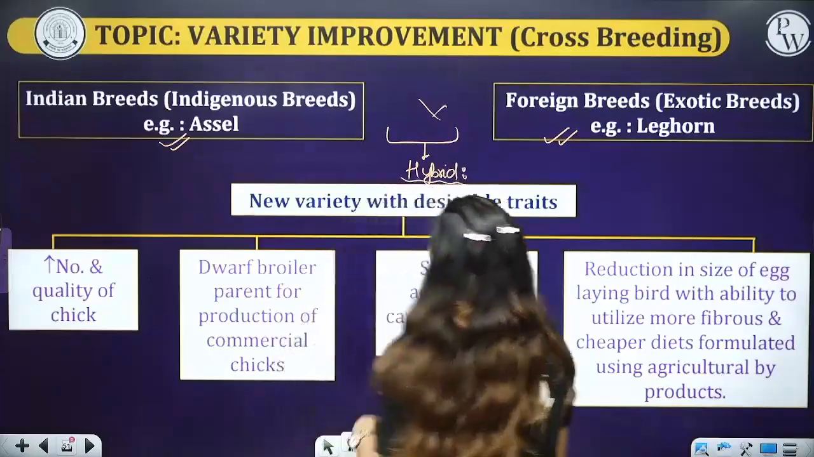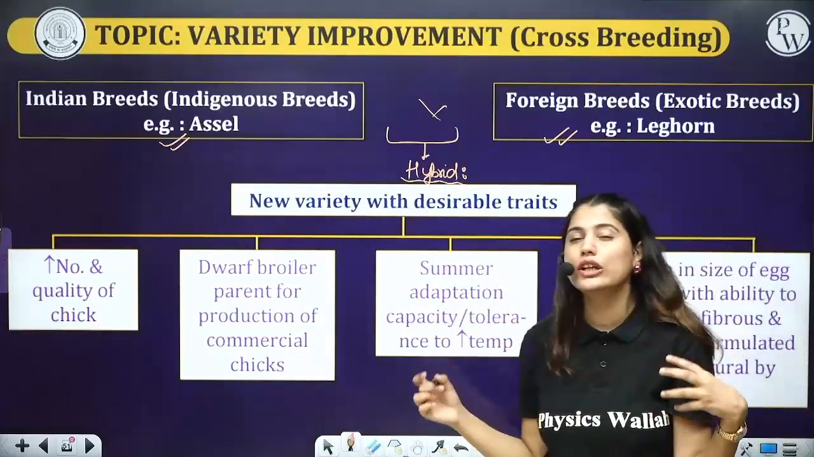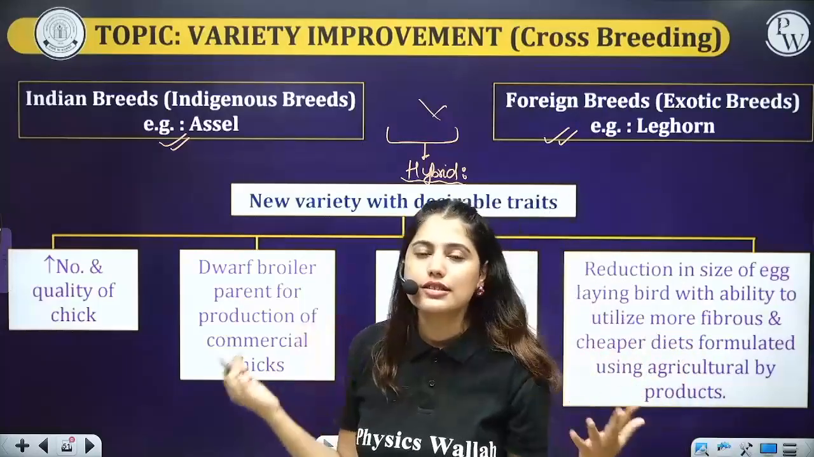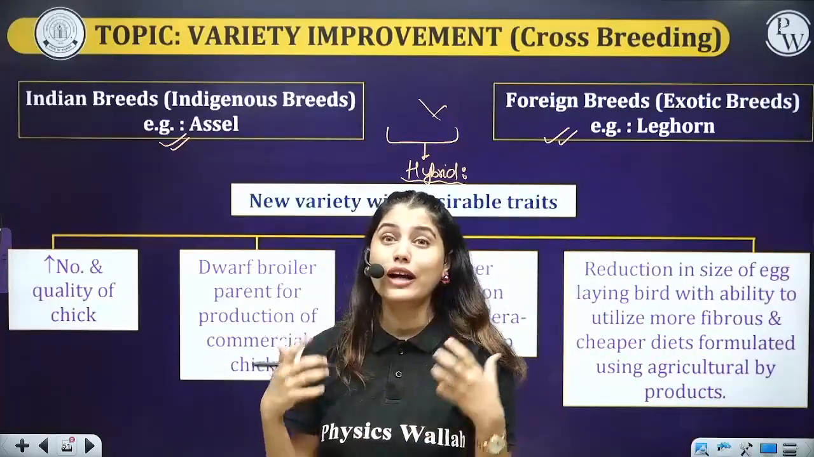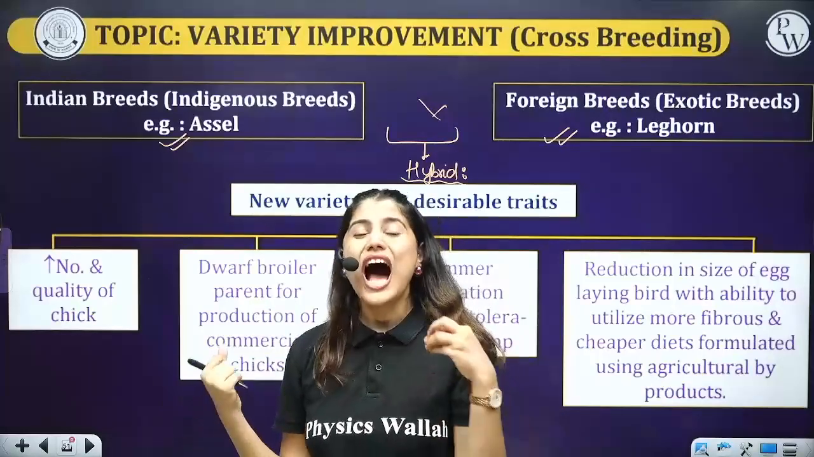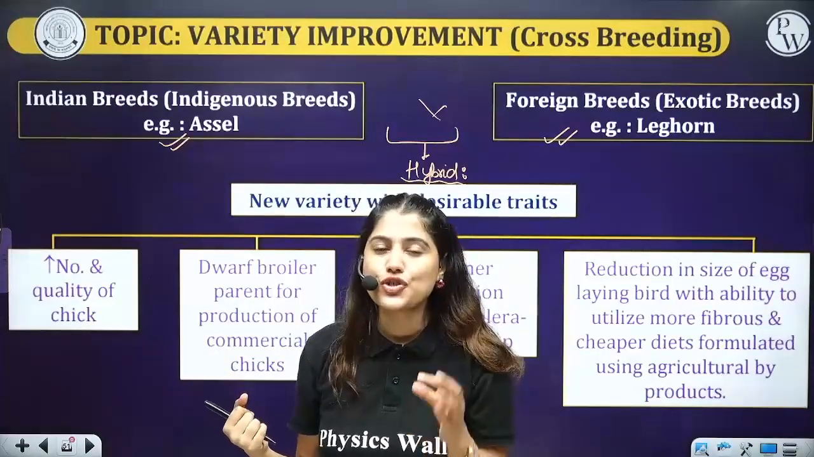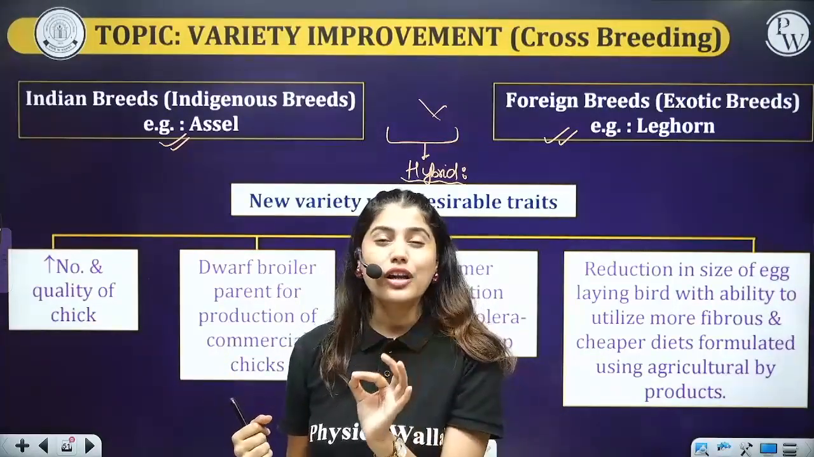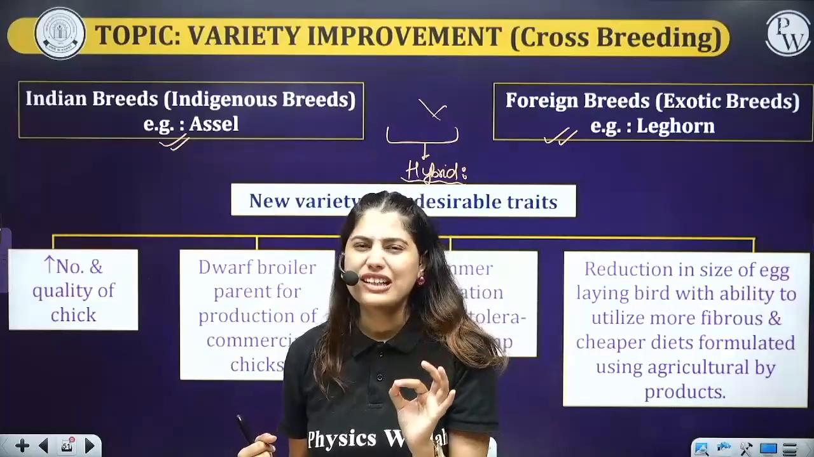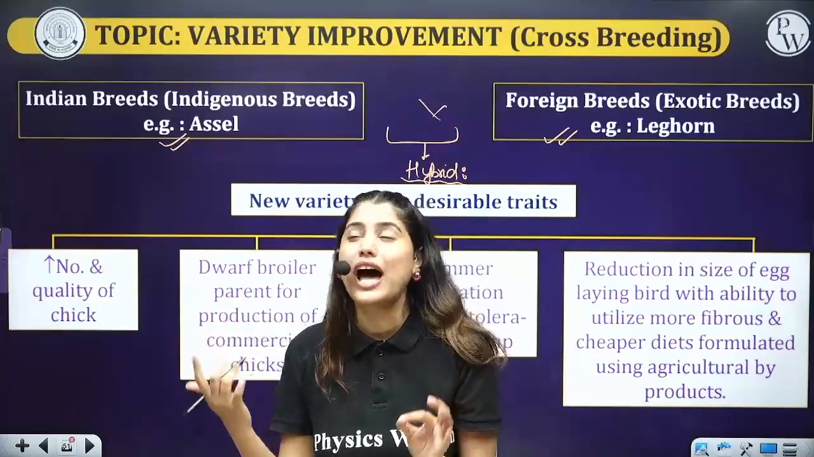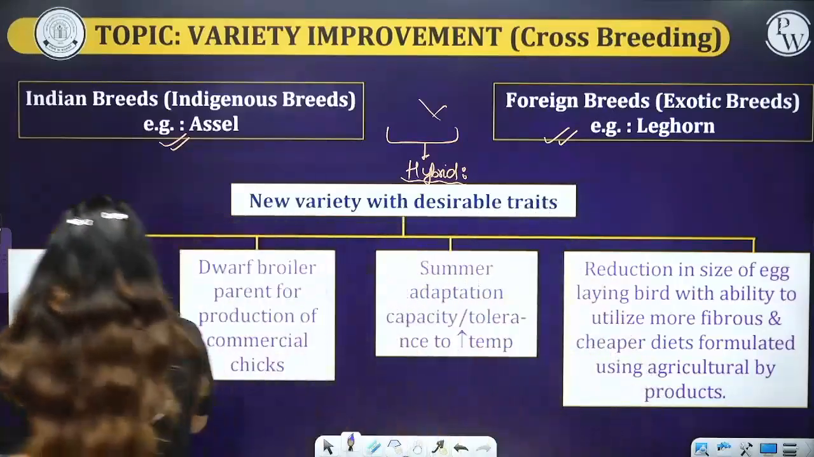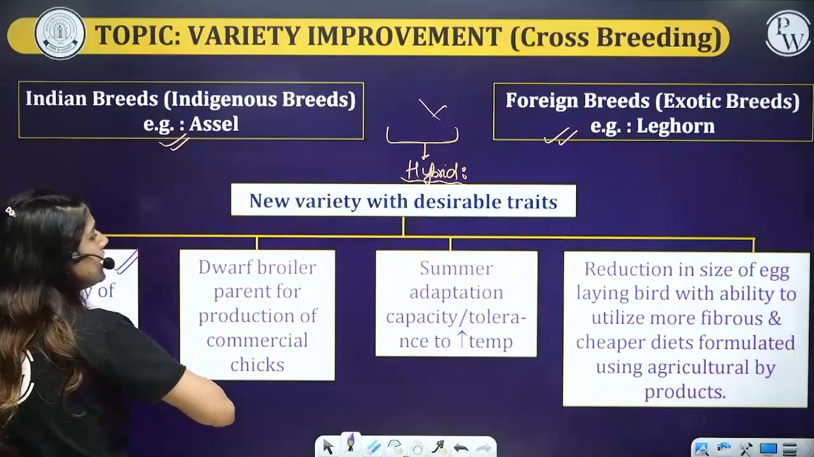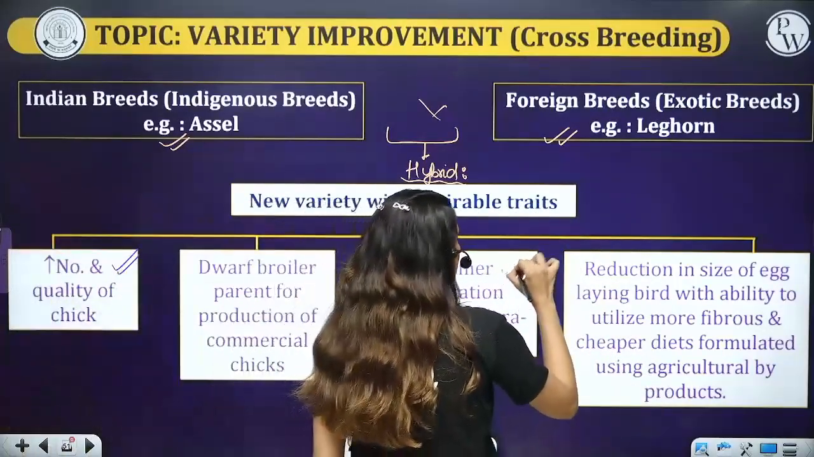Now, the new variety which is formed, it is going to have what all characteristics? Yes, the number of the chicks will be more. The quality of the chicks will be more. I want these chicks to be tolerant to summer conditions. If the temperature is going to be high, they're going to survive in that, right? So basically, yes, the number and quality of the chicks, very first thing, yes, they should be able to adapt in the summer.